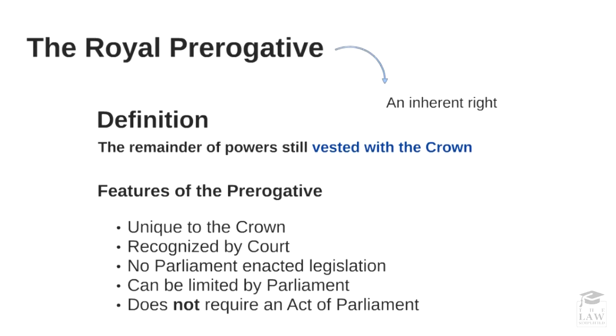Now, there are certain distinctive features of the prerogative that we must consider before moving on. Firstly, it is something which is unique to the Crown. They are completely powers vested only with the Crown. However, these powers are recognized by court. There is no parliamentary legislature that is enacted that defines a particular prerogative, although Parliament can limit or remove prerogatives. Moreover, the enforcement of a prerogative does not require the sanction of an Act of Parliament either.